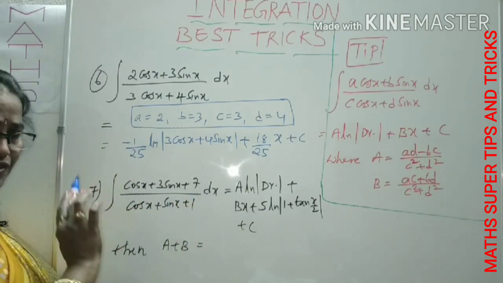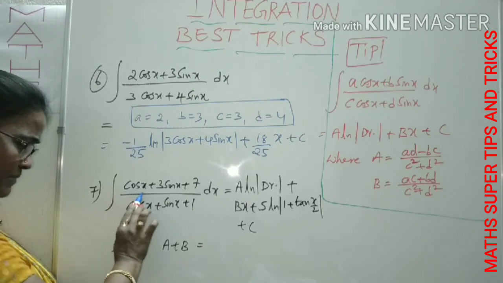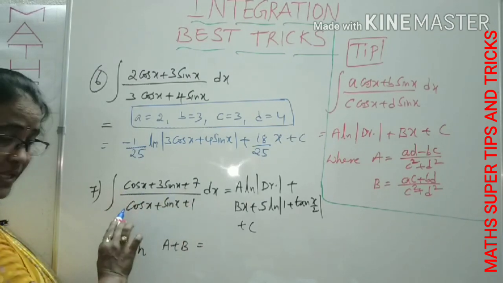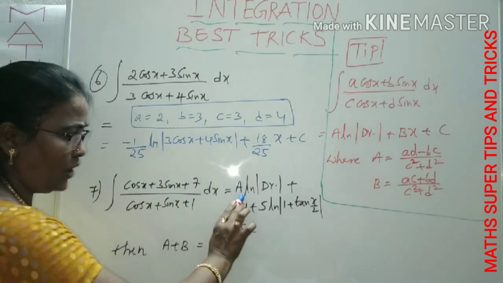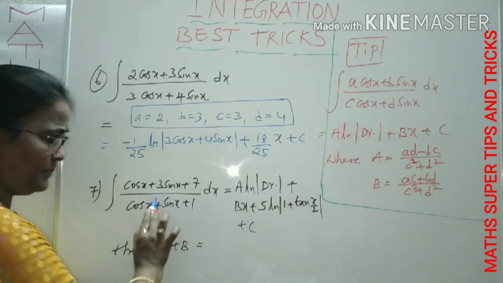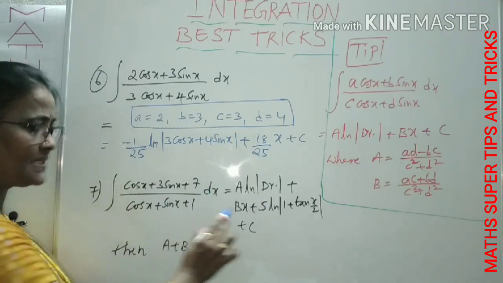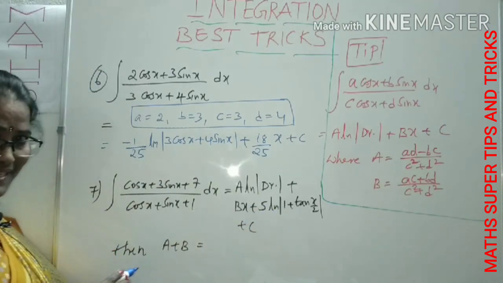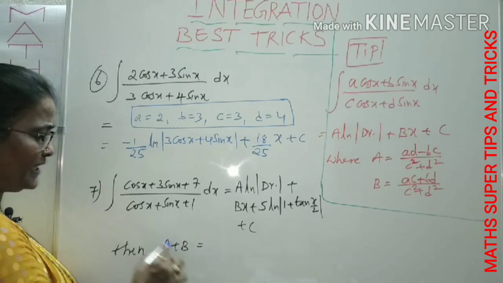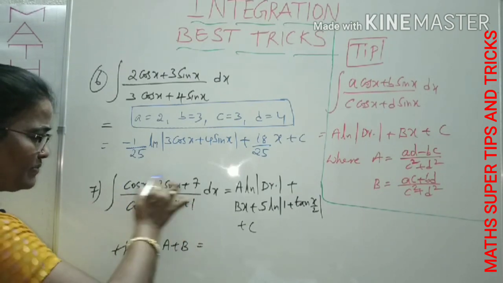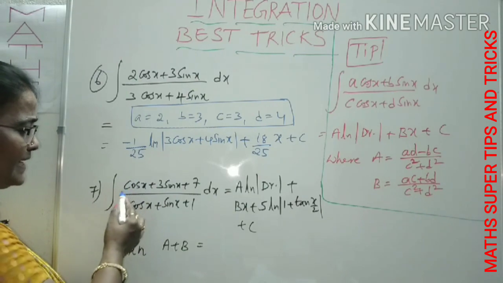First, what is the given question? You can concentrate. It is the integral of cos x plus 3 sin x plus 7 by cos x plus sin x plus 1. The integration is given as A log of the denominator plus Bx plus 5 log of 1 plus tan x by 2. He is asking for the sum of A and B. To find out A and B, concentrate on these 4 terms only. A plus B. What is A again?